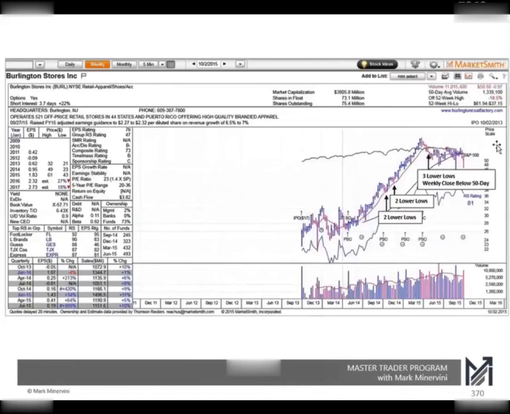So what that's saying is that a lot of institutions weren't selling this stock during that entire move. But when you get three weeks in a row, three lower lows, that's telling you somebody was in there selling, or maybe a number of large sellers, with a million-share position. Maybe they had two or three million shares. They couldn't get out in a day, they couldn't get out in a week, and it takes them about three weeks to get out.